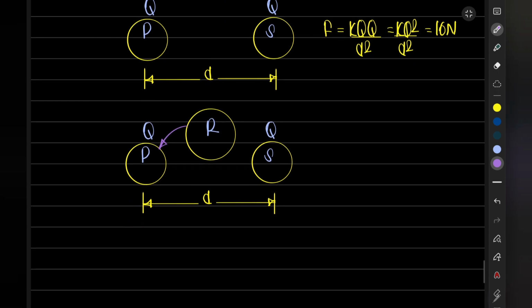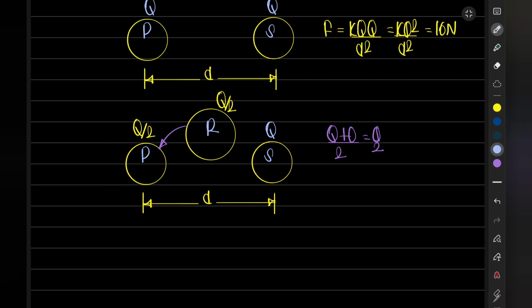We know that whenever two spheres are brought in contact, if they are identical, they will equally distribute their charge. So right now the charge on P is Q, the charge on R is 0, so Q plus 0 they will equally divide. It means the final charge will be Q by 2 and Q by 2. So the final charge on P will be Q by 2, and half of the charge of P will be taken by R.